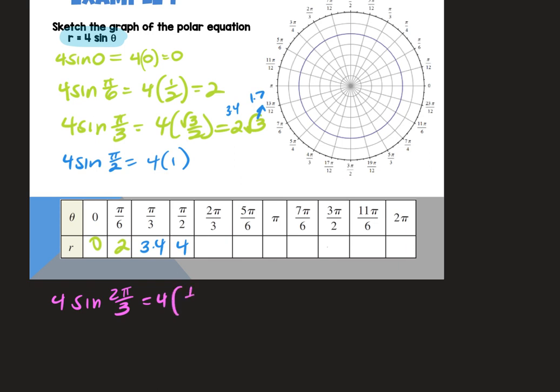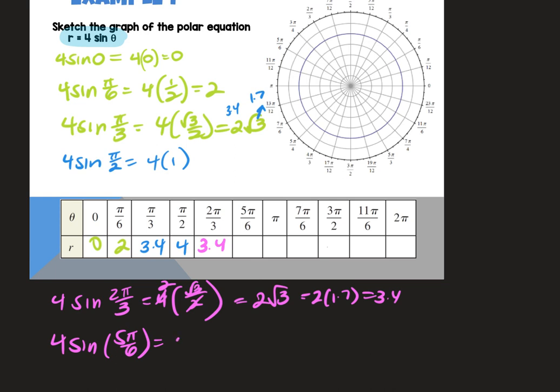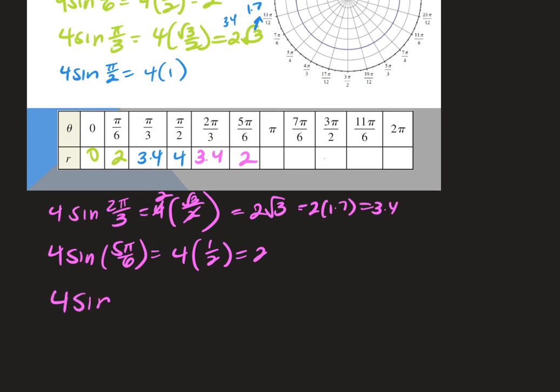So the sine at 2 pi over 3 is root 3 over 2. So I get 2 root 3. So I get 2 times 1.7 again, which is 3.4. And then I go 4 sine 5 pi over 6. And the sine at 5 pi over 6 would be 1 half, and I get 2. And then I go to pi. 4 sine at pi. What is the sine at pi? 0. And I get 0.